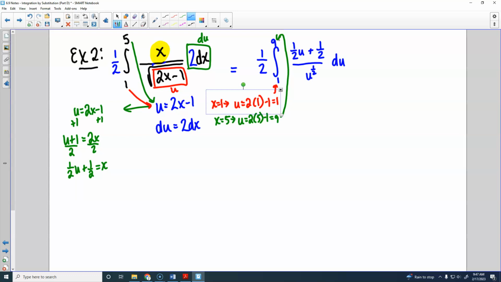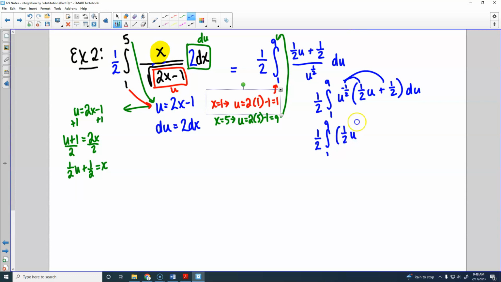And so since we have adjusted our limits, we never have to go back to x's on this problem. Everything can be done with u's. We got this u to the 1/2 here in the bottom. So we either got to think love connection, or move this up to the top, or we got a u to the negative 1/2 times 1/2 u plus 1/2, and then distributing there. So we got 1/2 u to the positive 1/2 plus 1/2 u to the negative 1/2.